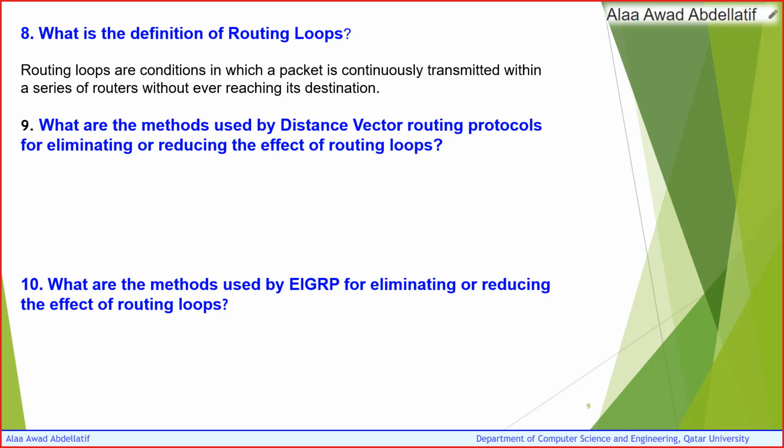So it goes into a loop without getting out or reaching the destination. This is the definition of routing loops: conditions in which a packet is continuously transmitted within a series or group of routers without reaching its destination.